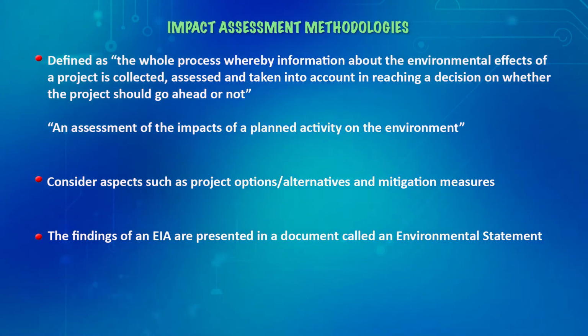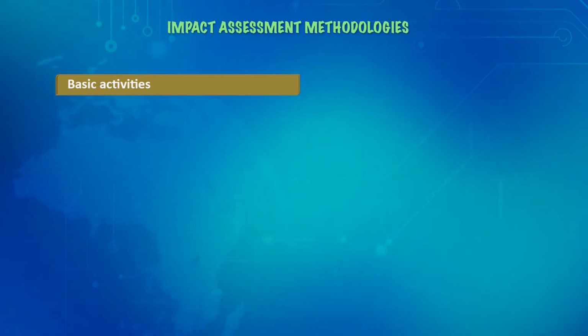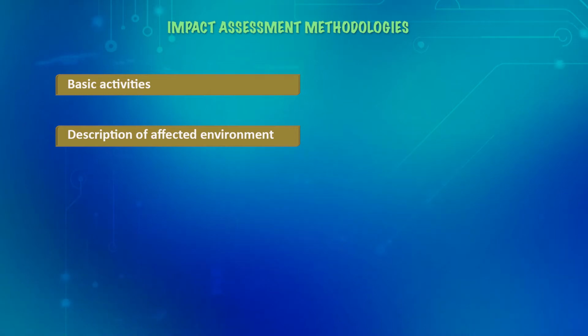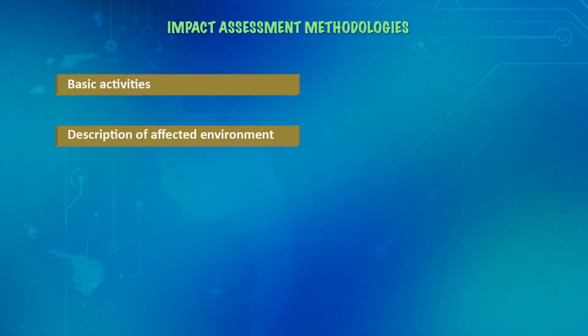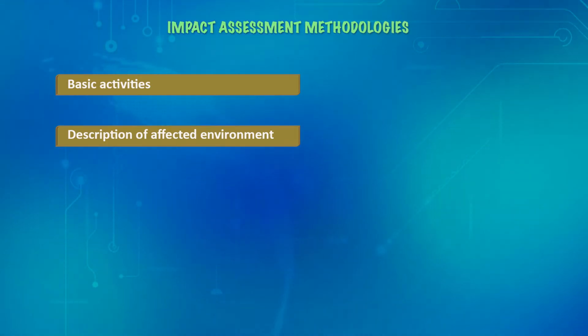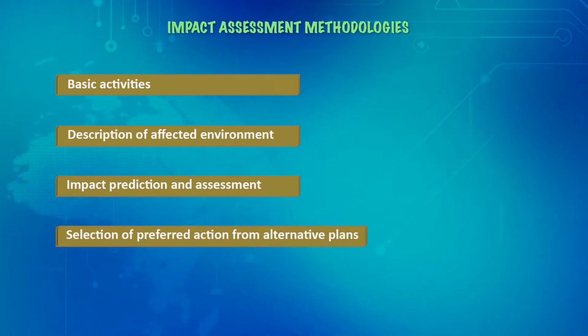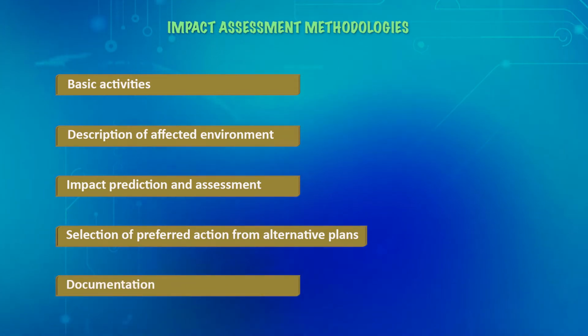In this process, a lot of things are there in the framework. In the environmental impact assessment framework, certain basic activities are there, wherein we will be discussing the description of the affected environment, the project proposals, and the project alternatives. The third one is impact prediction and assessment. The next important aspect of the framework is the preferred action, where you need to select the preferred action from a suite of alternative plans, and the last one is documentation.